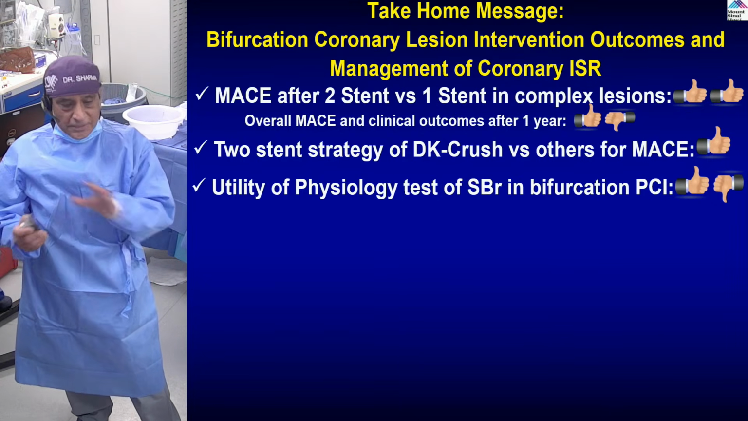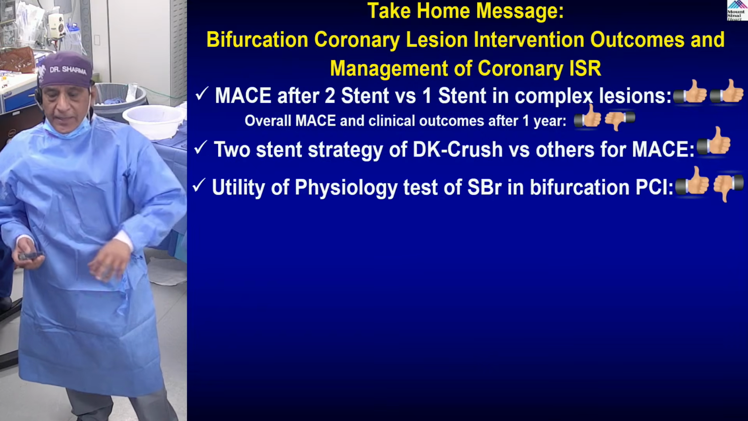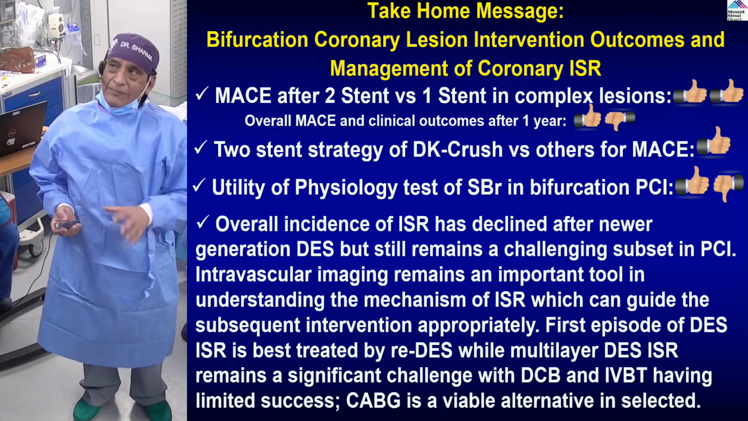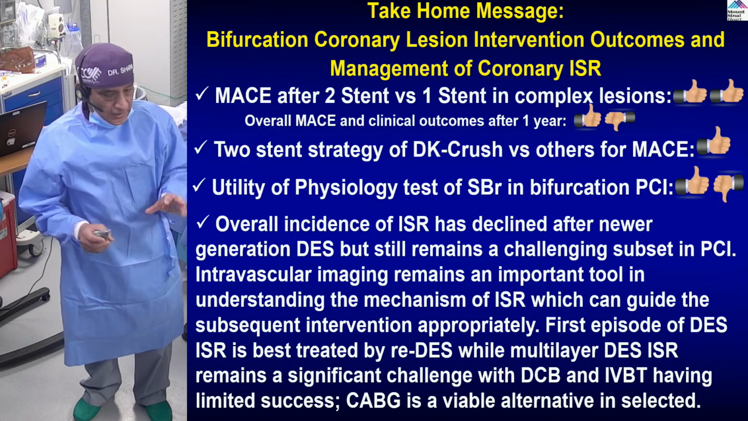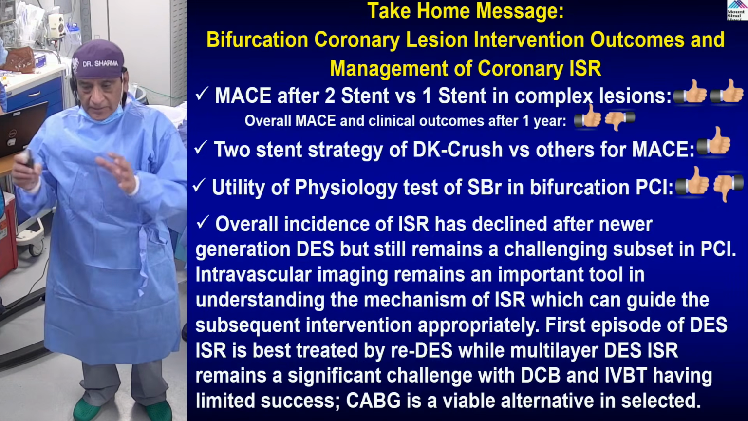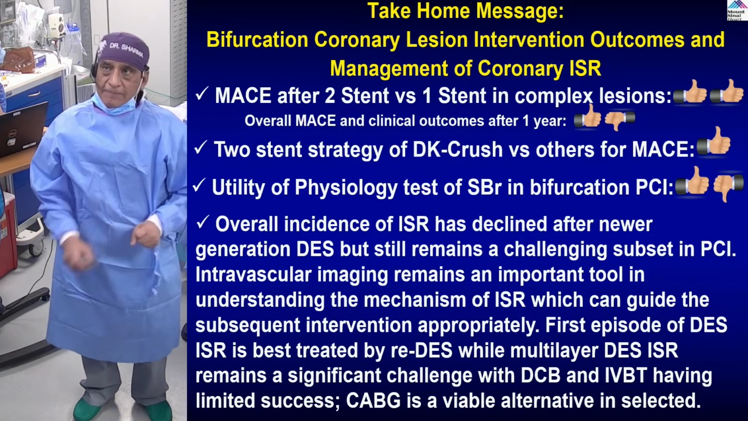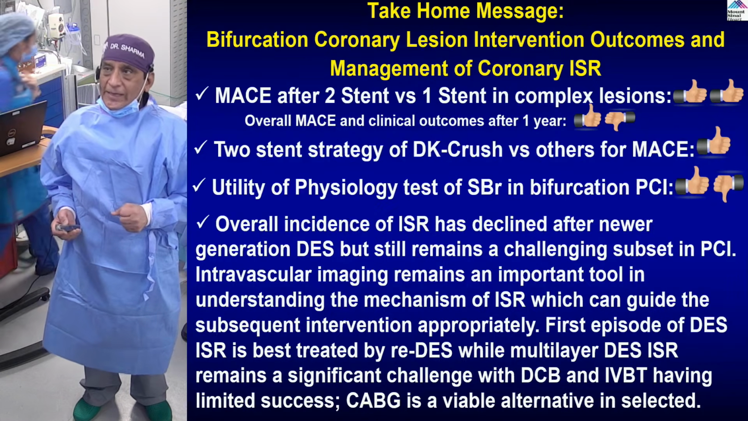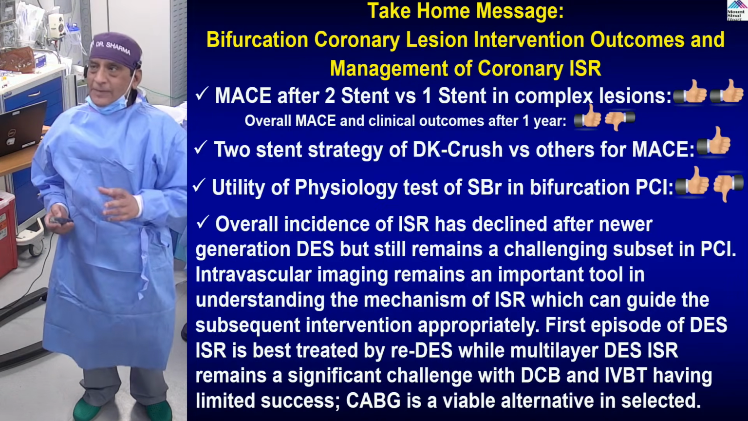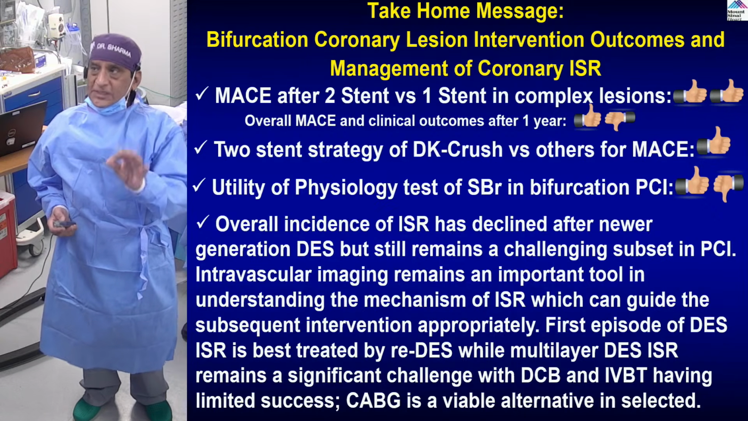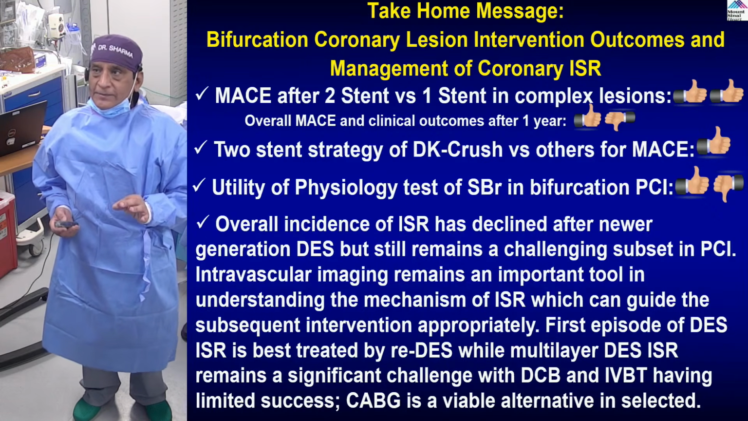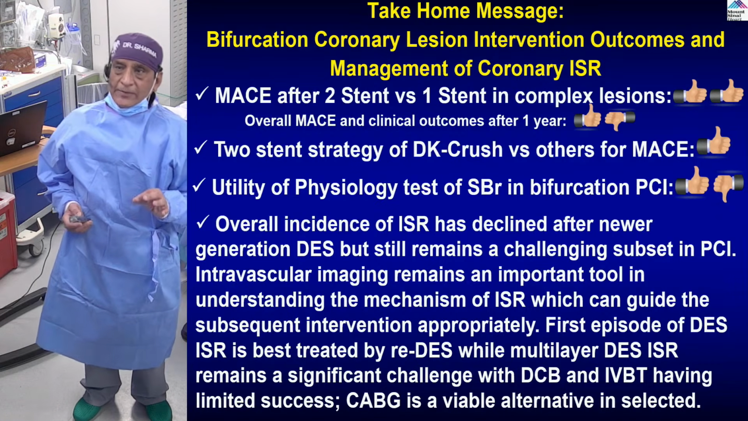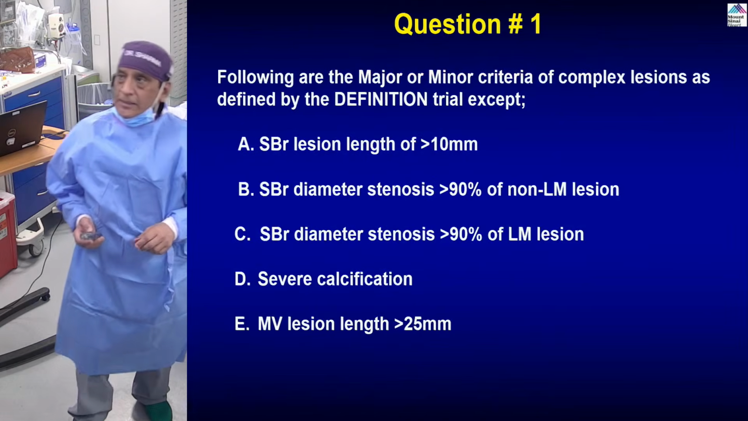The authors were not very clear in that central figure in this JACC Interventions paper with this Japanese, Korean, and European club. But I would just keep it that our practice has changed. We do not routinely check the side branch based on physiological testing. Then overall incidence of ISR has declined with newer generation DES. It remains a challenge. And of course, for the first episode, imaging is very important. First episode DES ISR is best treated by DES, while multi-layer DES ISR remains a significant challenge with drug-coated balloon and IVBT having limited success. CABG is a viable alternative in selected patients.